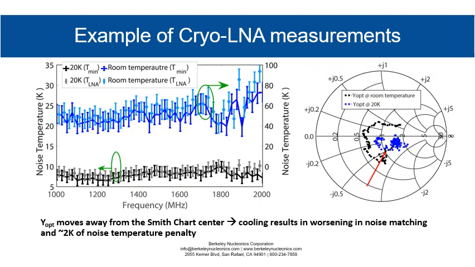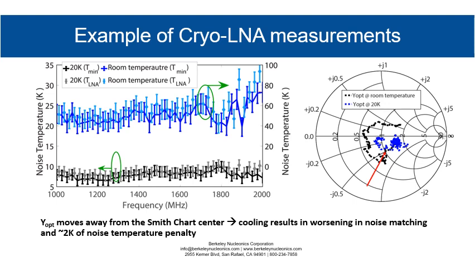Some of the noise parameters from the previous slide are shown here again. The right side of the slide shows the optimal admittance measured at room temperature, the blue curve, and at 20 Kelvin with the black curve. It is very noticeable that the black curve is further from the center of the Smith chart. This indicates that noise matching is affected by cooling.